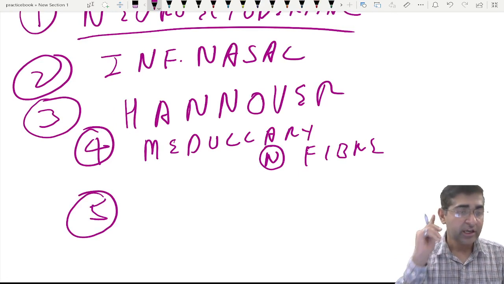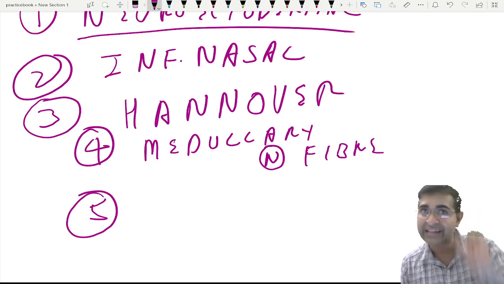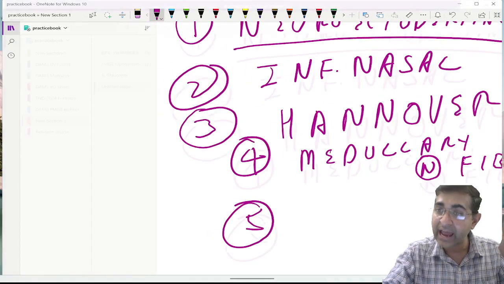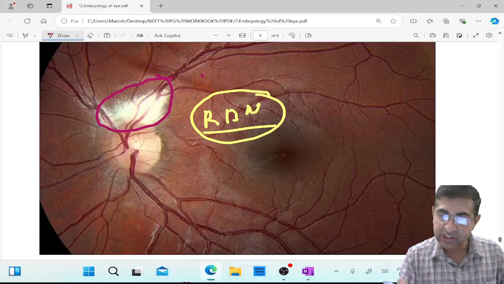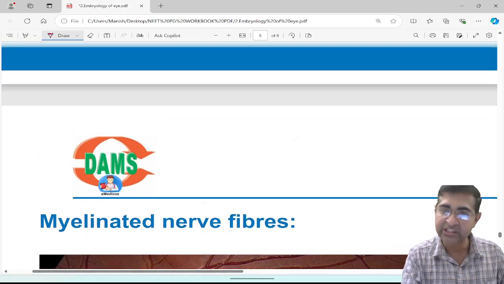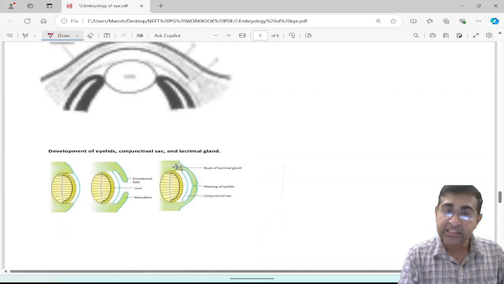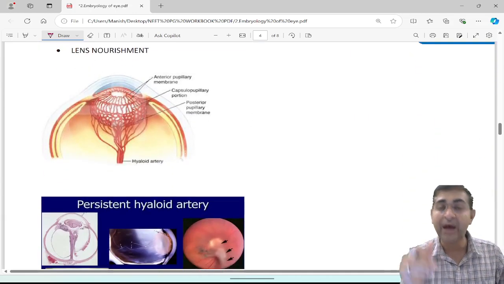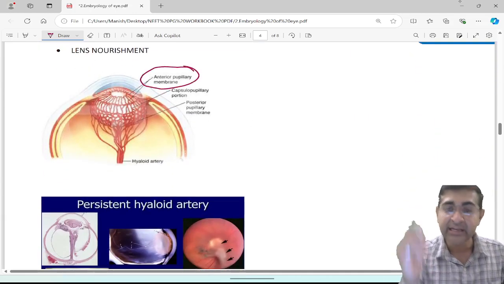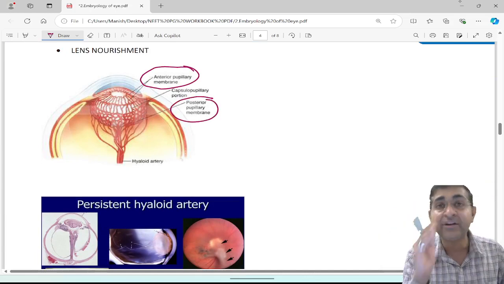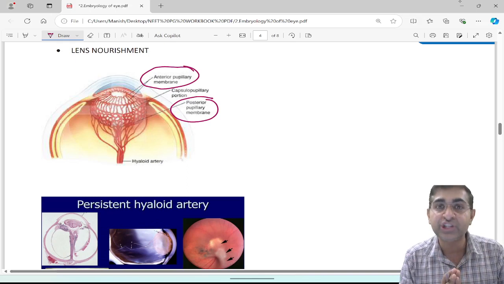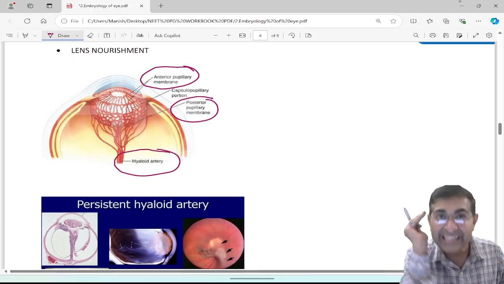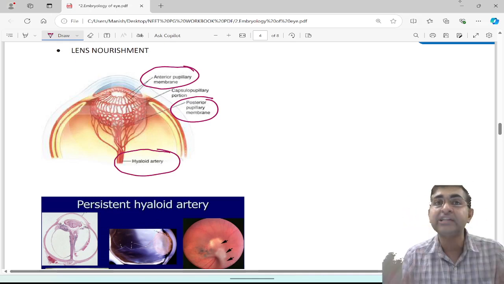Okay, fifth question. Blood supply of the developing lens is all except. I was telling you about the hyaloid artery, which is going to supply the developing lens. For that I will show you one image which is very interesting to see. The hyaloid artery is actually supplying the lens via three further vessels. One is the anterior pupillary membrane, second is the posterior pupillary membrane, and third is the capsulopupillary portion. These three are nothing but branches of the hyaloid artery only. If there is persistence of this hyaloid artery, you call it PHPV.